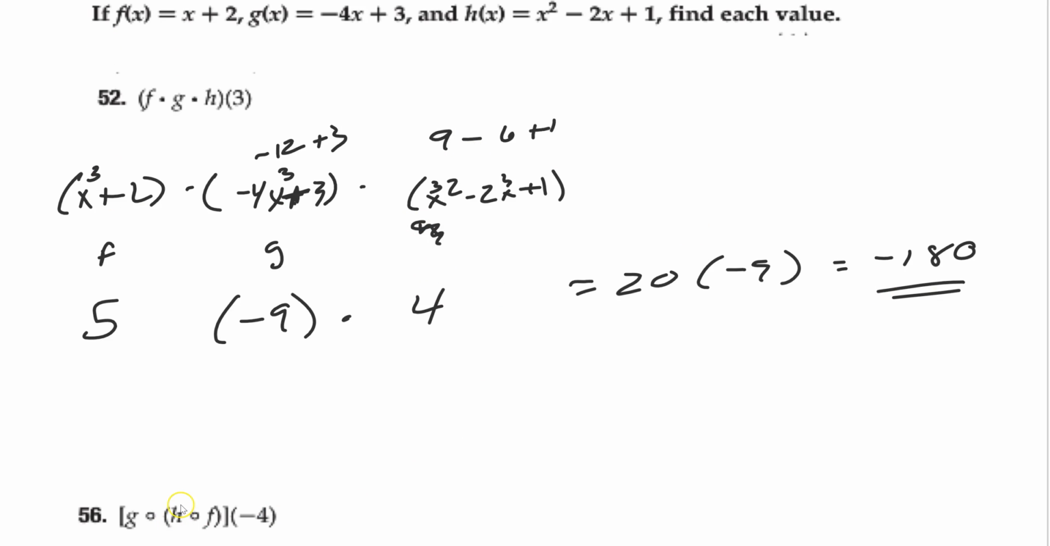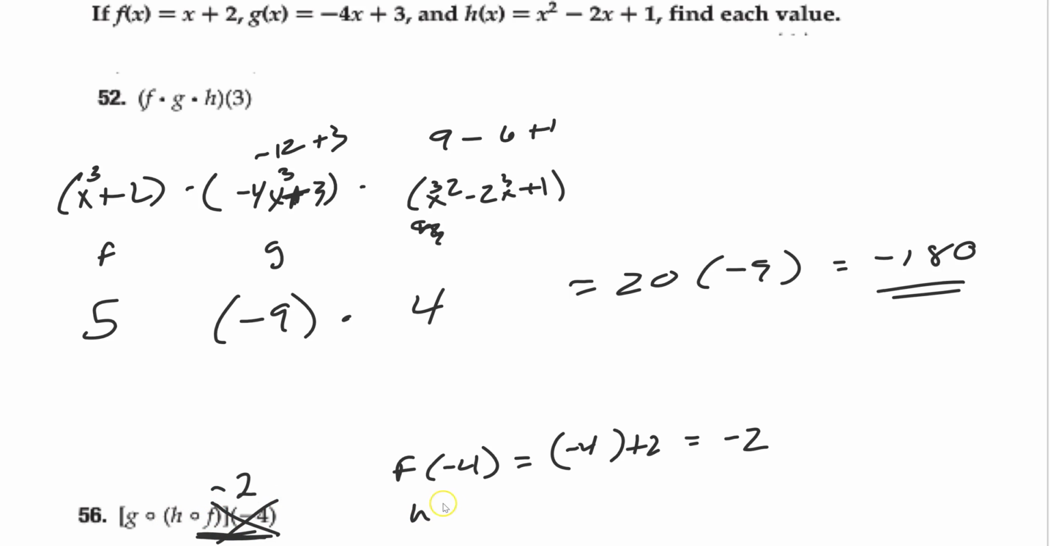And then over here we have g of h of f. So see how there's 3 of them? Well, same process. Work your way inside out. So do f of negative 4 first. So f of negative 4, plug negative 4 into f. So negative 4 plus 2, so negative 2. So this part's done. That's just negative 2.